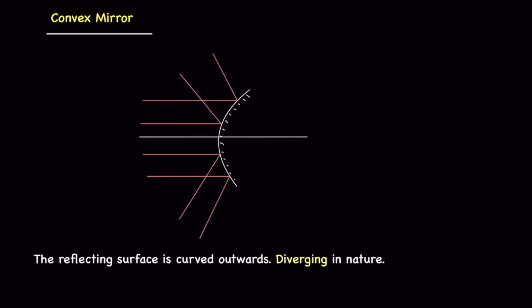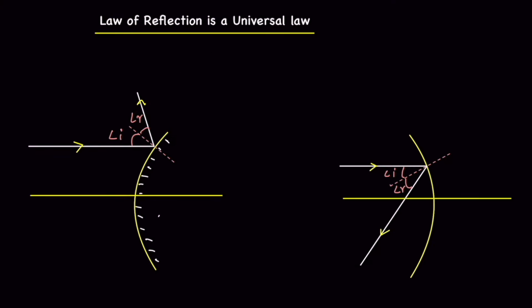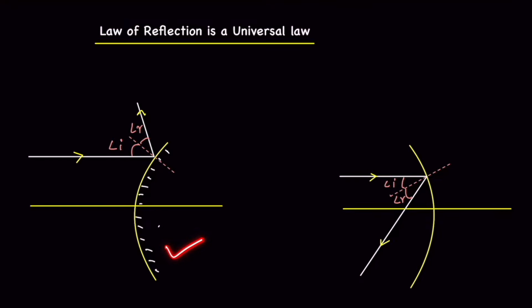Now I will explain how this converging or diverging nature is formed in a concave mirror and a convex mirror. First point, we have to always know that the law of reflection is a universal law. It means that if we are using any mirror, whether it is plane or spherical, the law of reflection is always followed. So here is a convex mirror and this is a concave mirror.